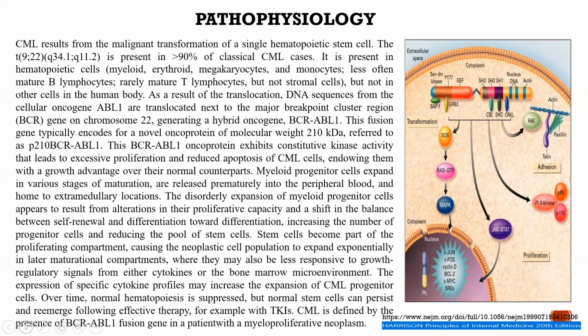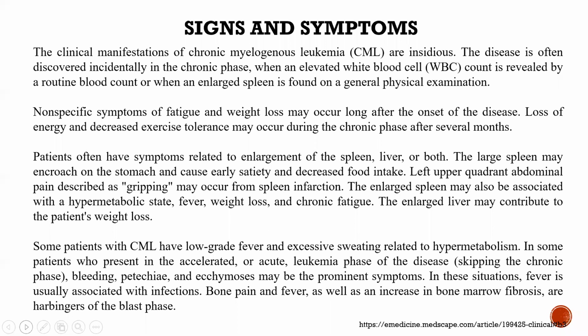microenvironment. The expression of specific cytokine profiles may result in increased expansion of chronic myeloid leukemia progenitor cells. Over time, normal hematopoiesis is suppressed, but normal stem cells can persist and reemerge following effective therapy, for example, with tyrosine kinase inhibitors. Chronic myeloid leukemia is defined by the presence of the BCR-ABL1 fusion gene in a patient with a myeloproliferative neoplasm. The clinical manifestations of this type of leukemia are insidious.